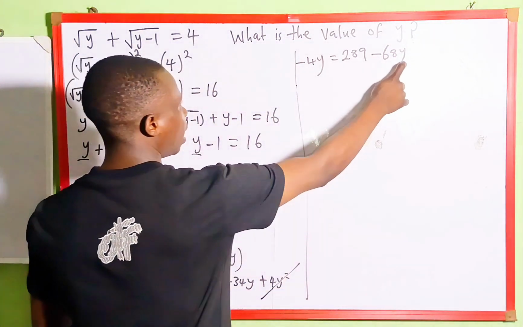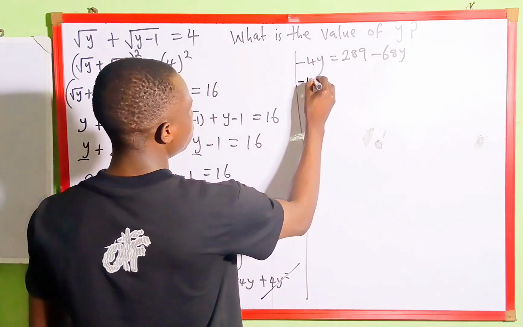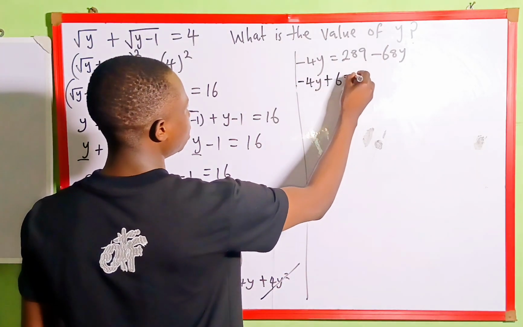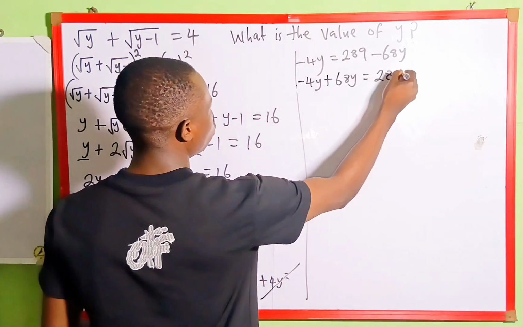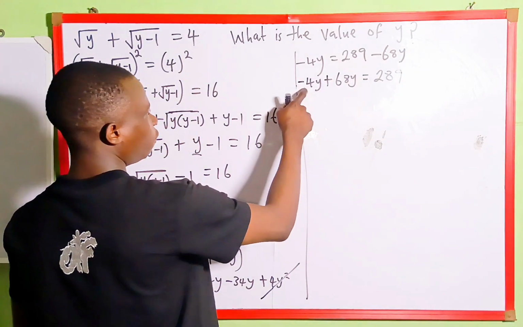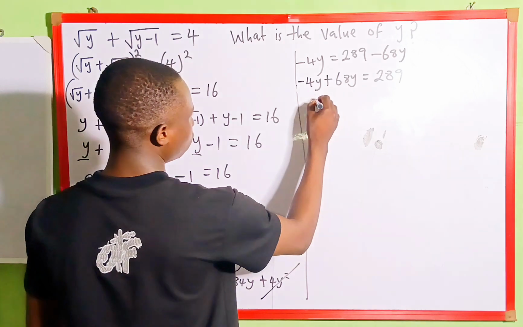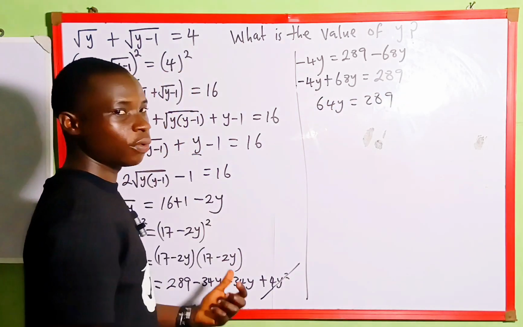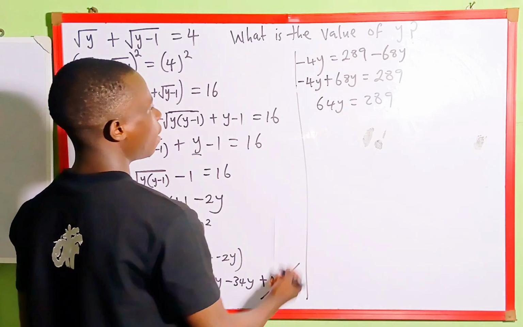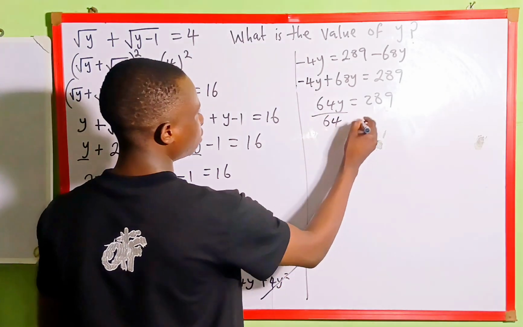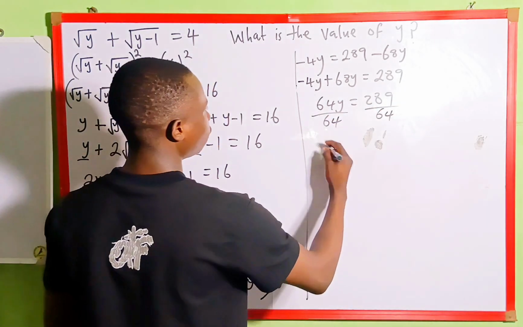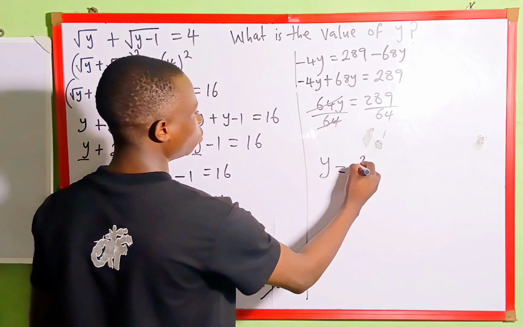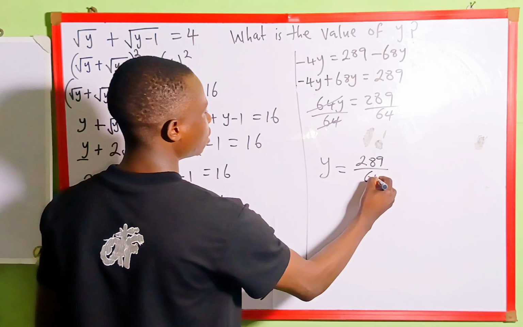We have y here, so we can bring them together. So negative 4y, and when this negative crosses to the other side it becomes positive 68y, which is equal to 289. Negative 4y plus 68y is going to give us 64y, which is equal to 289. Then we divide both sides by the coefficient of y. So we divide the left hand side by 64 and the right hand side by 64. 64 is going to cancel 64. y now will be equal to 289 over 64.